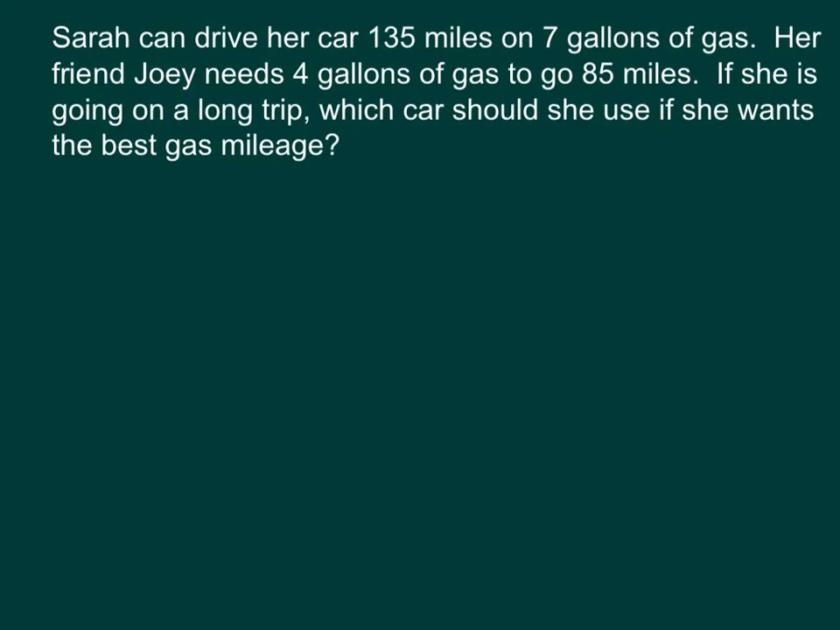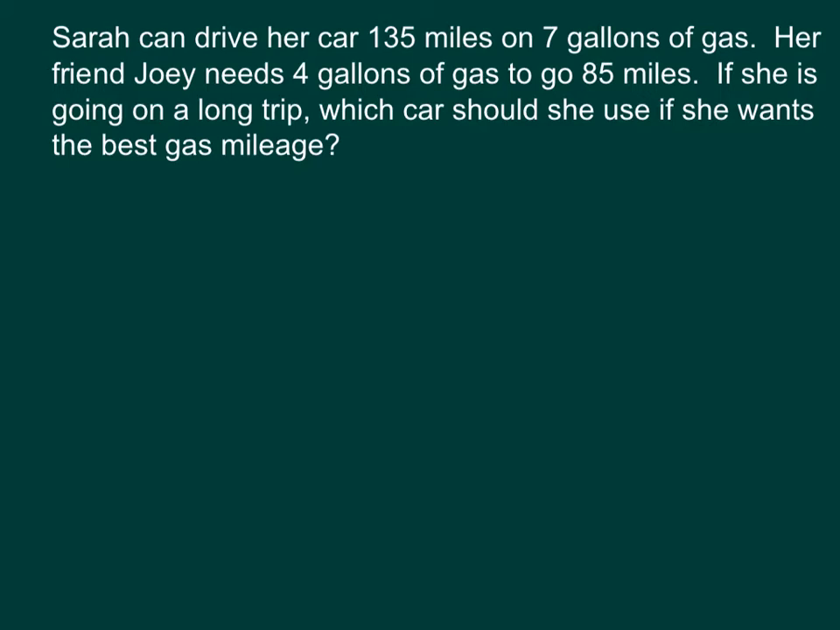Hi everyone, to solve this problem we need to figure out what each person's gas mileage is in order to figure out which one is the best. Gas mileage is simply the amount of miles you can go on 1 gallon, so that's miles per gallon. So all we need to do is set up a ratio table for each person.